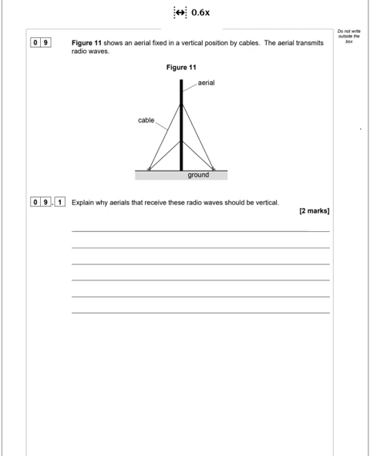Figure 11 shows an aerial fixed in a vertical position by cables. You can see the cables there. The aerial transmits radio waves. Transmits means it sends the radio waves out. Explain why aerials that receive these radio waves should be vertical. So we have one of the aerials that transmits it, and we have another aerial that receives it.